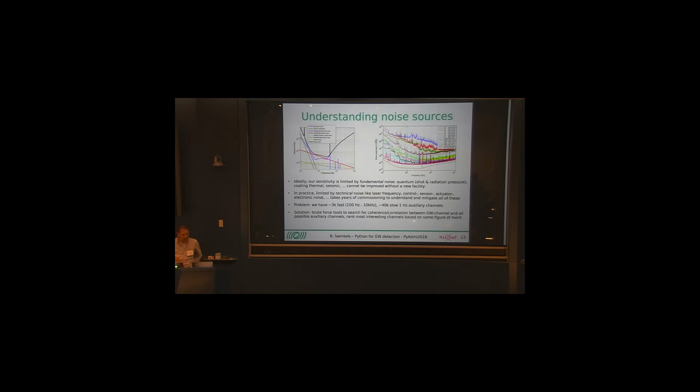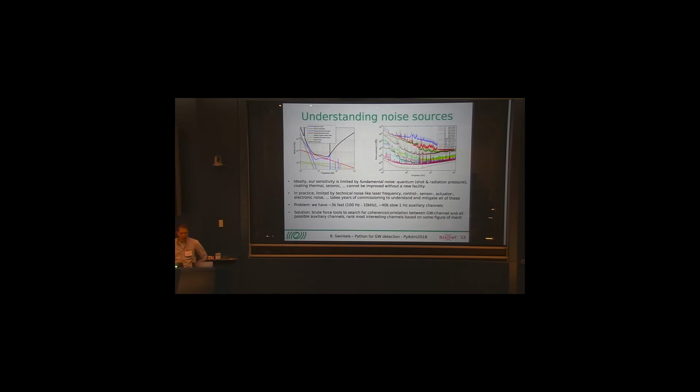So the problem is that these kinds of machines are extremely complex. Typically we were looking at several thousand fast channels, which record at something like 10 kilohertz, and in some cases almost 100,000 slow channels, like temperature sensors and so on.